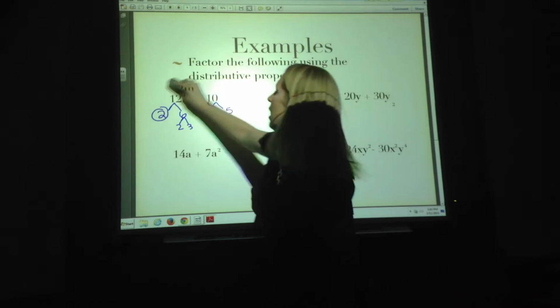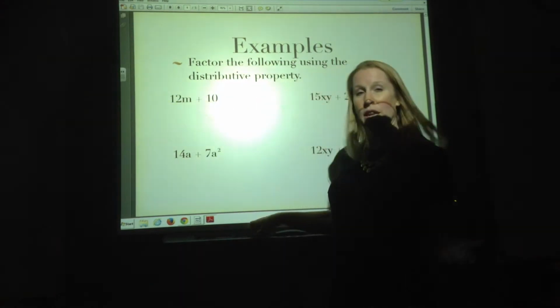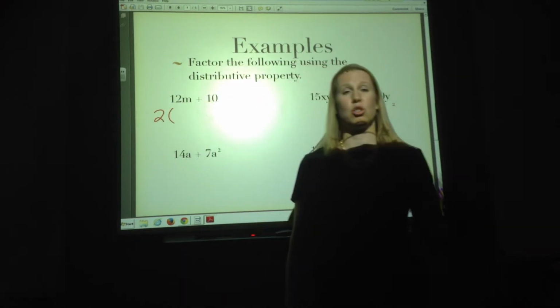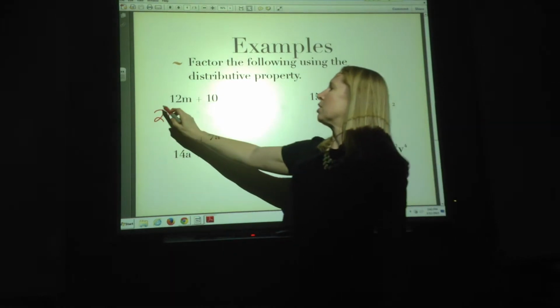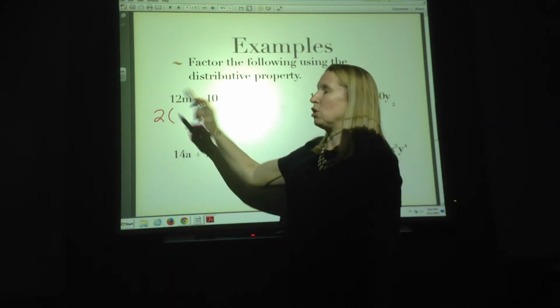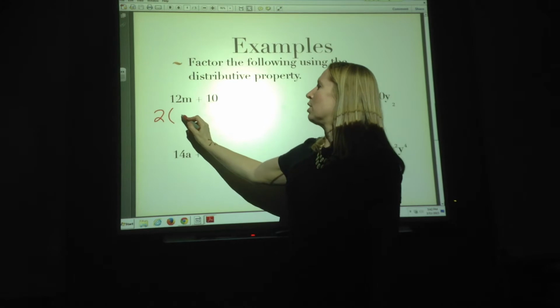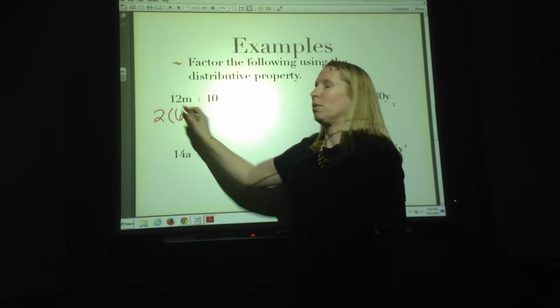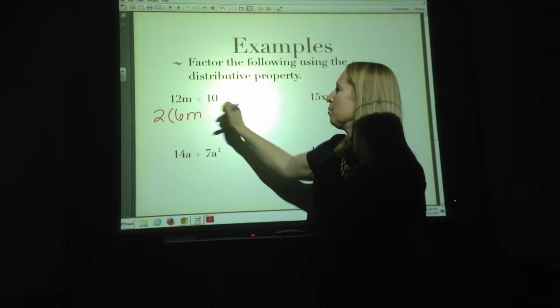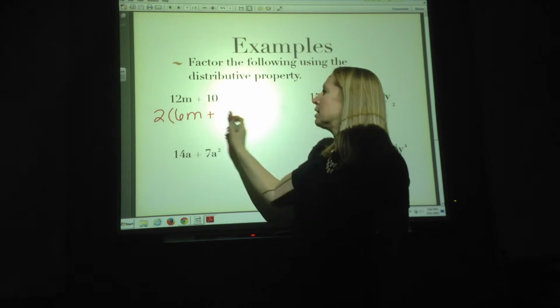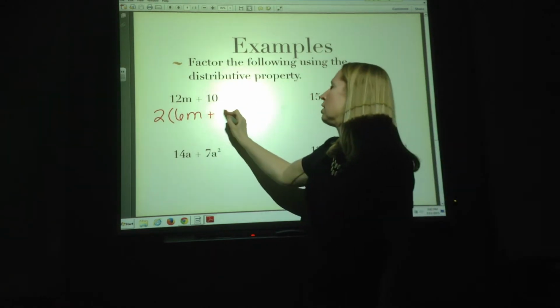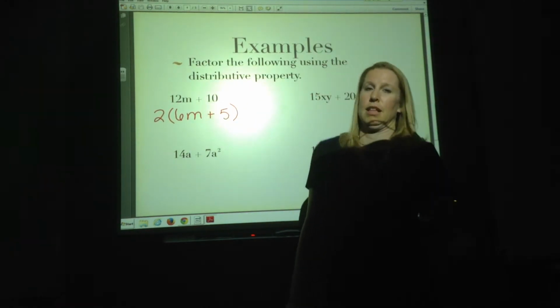So I'm going to erase that, and I'm going to pull out a 2, and then think about distributive property backwards. So 2 times something needs to give me 12m. So 2 times 6m would be 12m. Then I do a plus sign. 2 times something needs to give me 10. 2 times 5 is 10. And that's my answer.